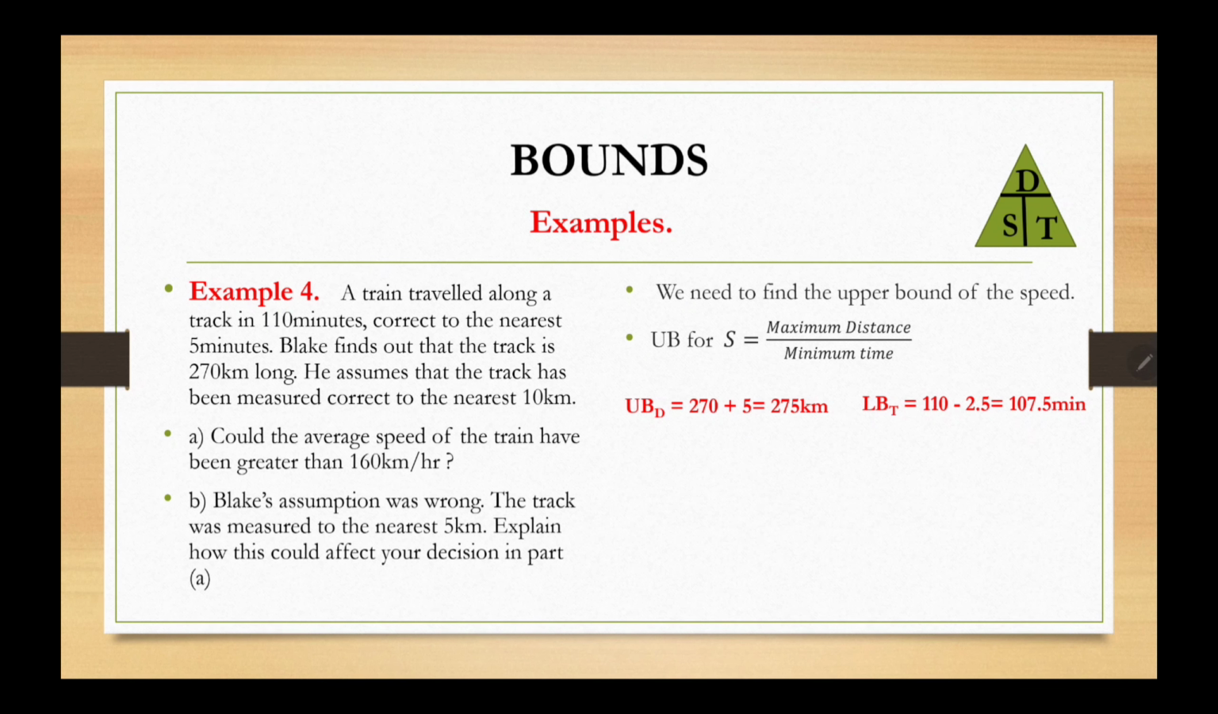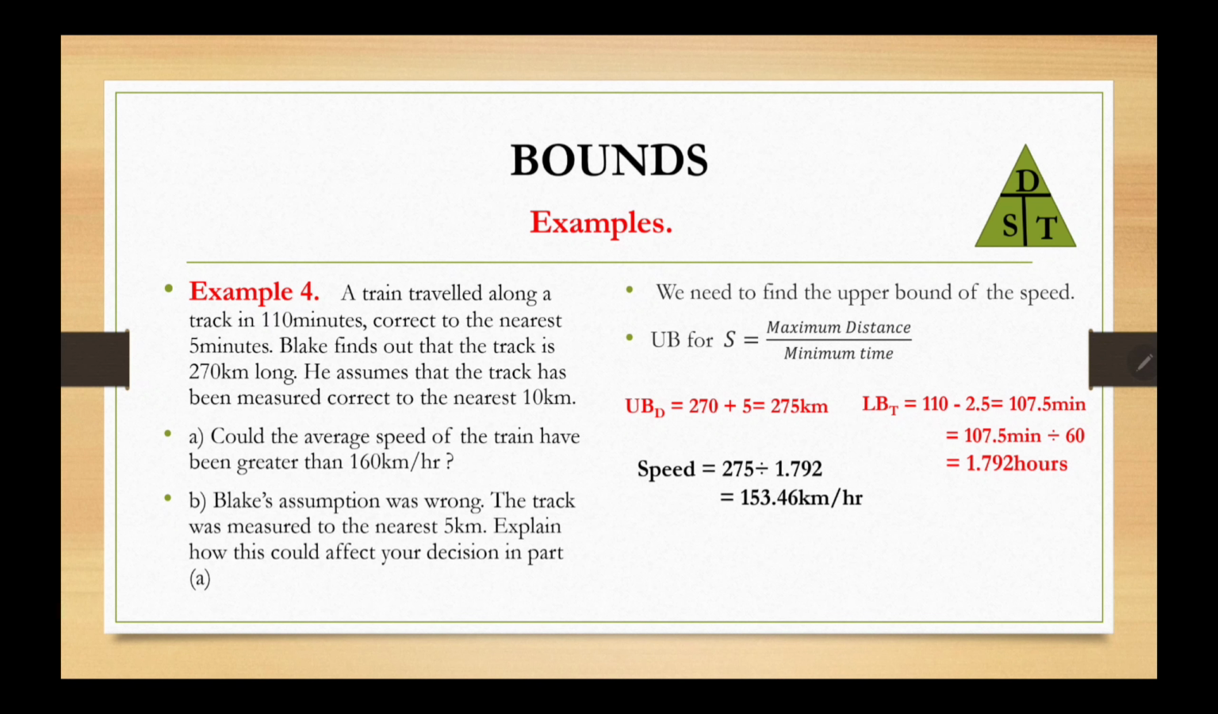But please remember that speed is in kilometers per hour, so we have to convert this to hours by dividing by 60, and we get 1.792. Okay, now the speed would be 275 divided by 1.792, which is 153 kilometers per hour. So this is the maximum speed that this train could have been traveling. So there's no way that it could have gone higher than 160 kilometers per hour.